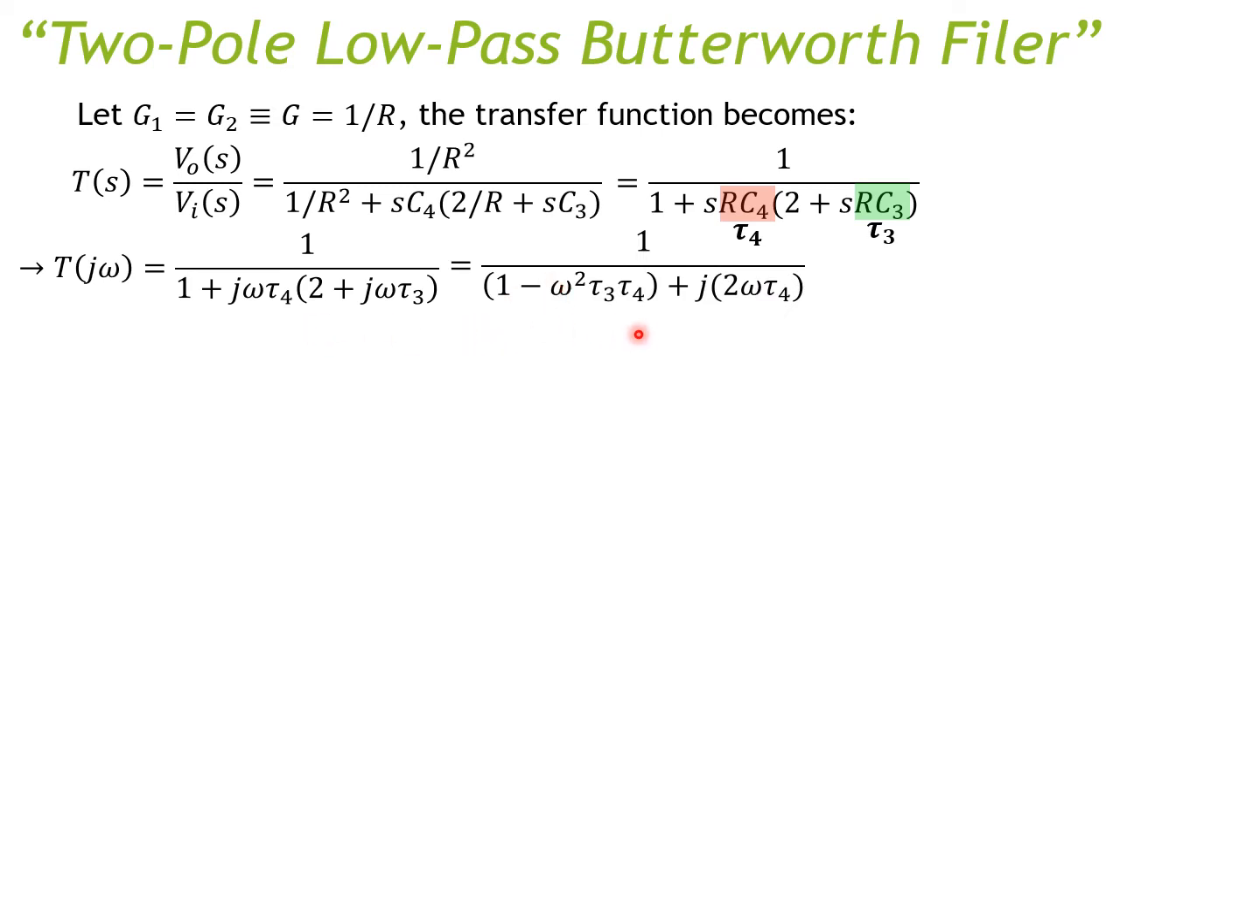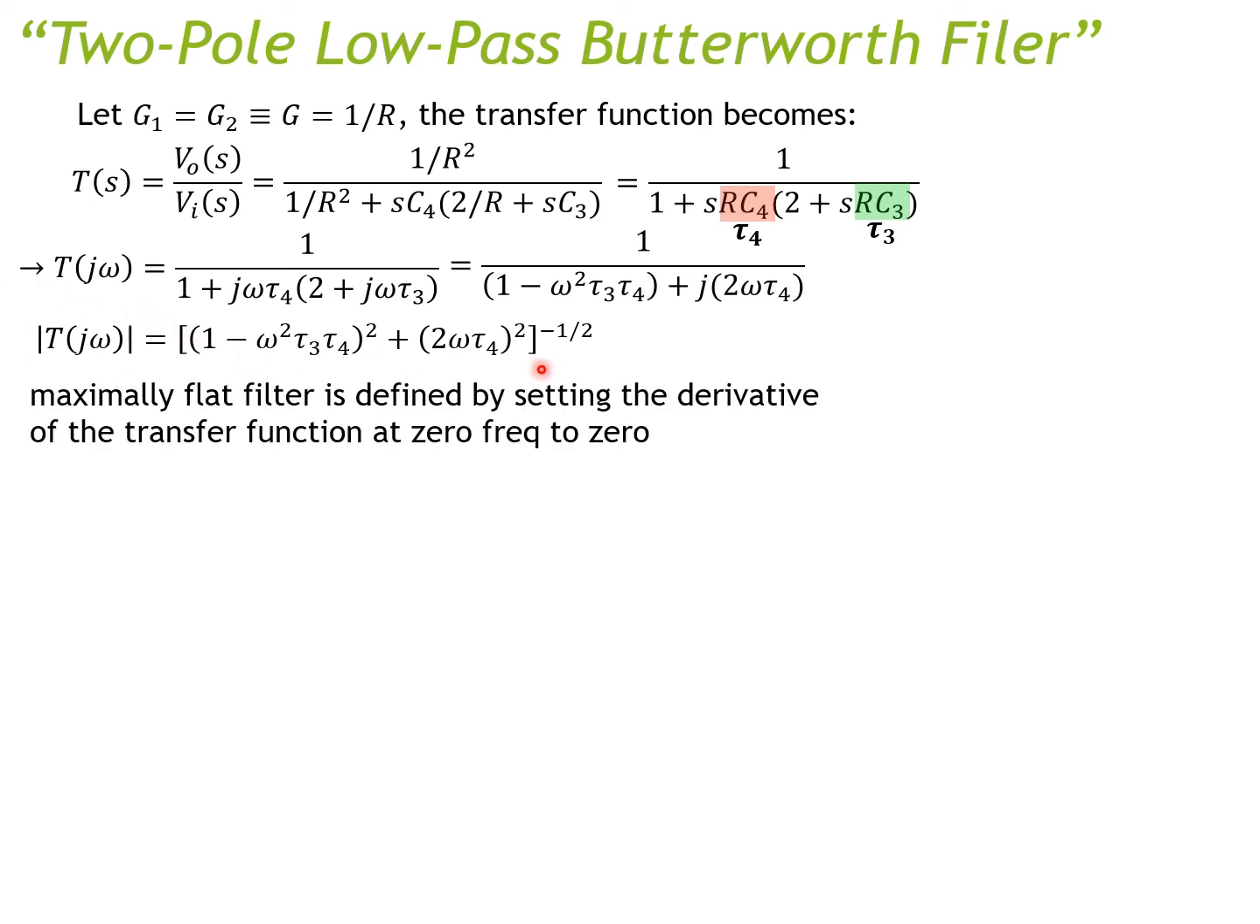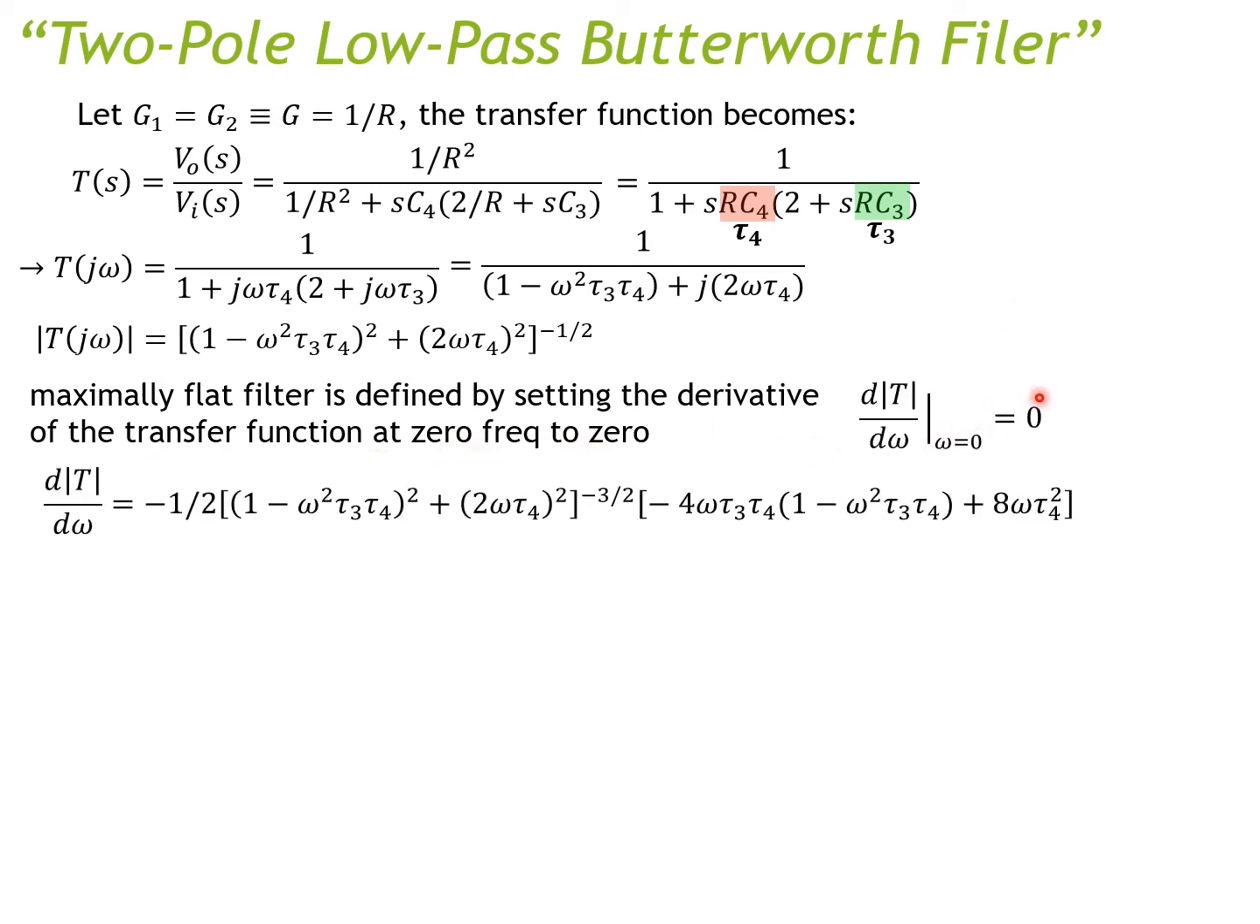Now I can write my transfer function in terms of omega and tau. I can basically multiply this together, factoring out a real part and an imaginary part in here. Then I can write my magnitude of the transfer function in this form. Now we know that the maximally flat filter is defined by setting the derivative of the transfer function at 0 frequency to 0. That means this.